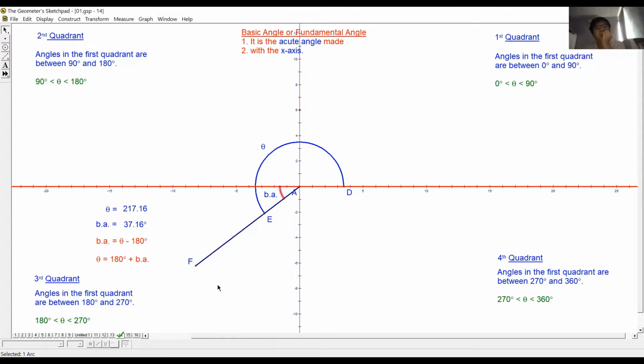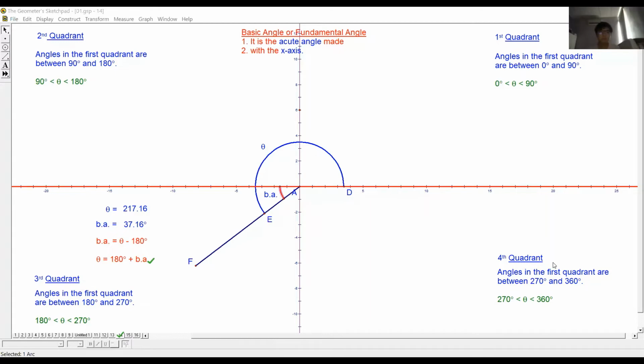Now, knowing the basic angle, you want to get back the actual angle theta. How to do? You use 180 plus the basic angle, and you will get the actual angle in the third quadrant. So what is the basic angle? The basic angle is the acute angle with the horizontal axis. I have drawn it in red color there.